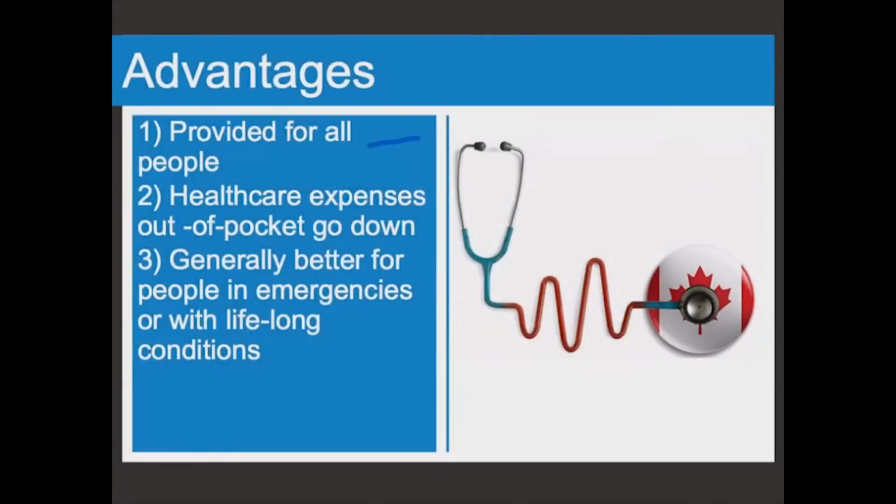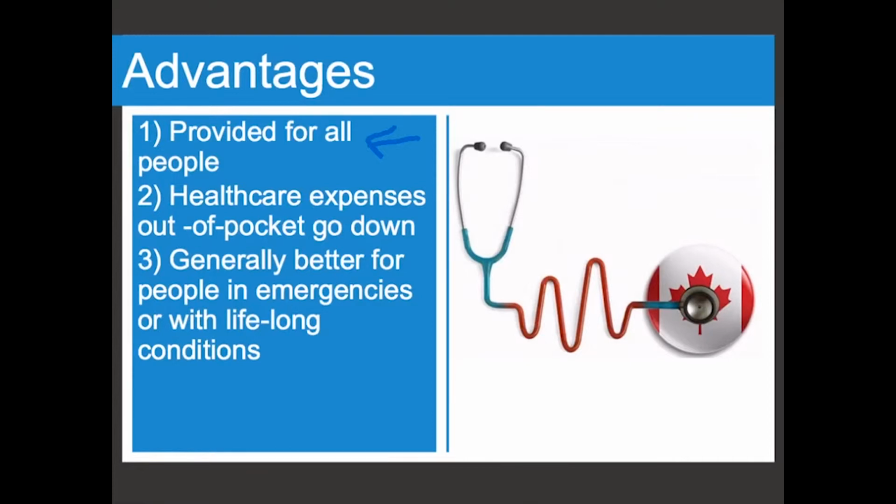The first argument for universal health care is that it's provided for all people, regardless of whether you're employed or not. Everybody gets cared for. There are a large number in the United States of people who don't have health care or who may lose it when they're in between jobs. So the argument for a universal system is that everybody's covered.